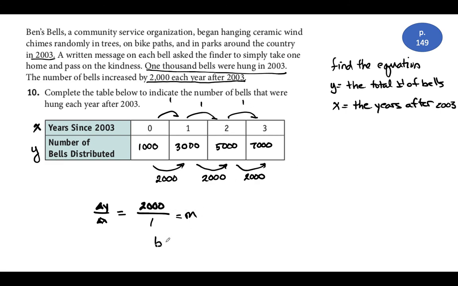So b is the y-intercept. The y-intercept is going to be the value of y when x is 0. Well, here, in their 0th year, their starting condition, they hung 1,000 bells in trees, right? So I'm going to break out my formula. Y equals mx plus b.